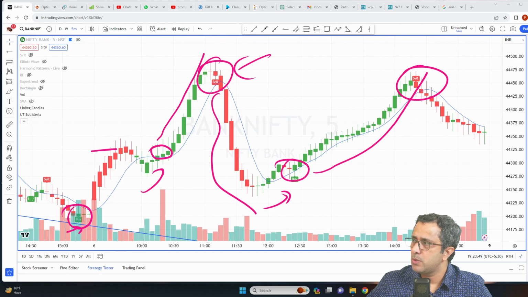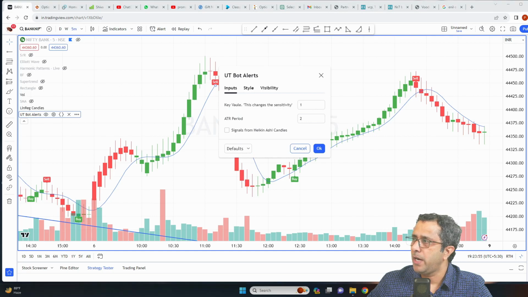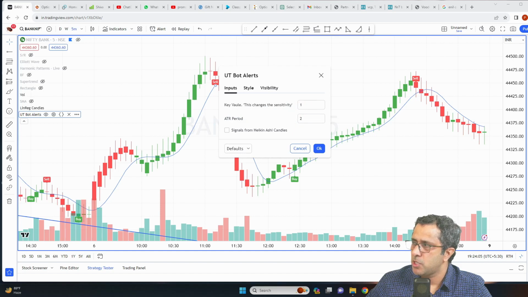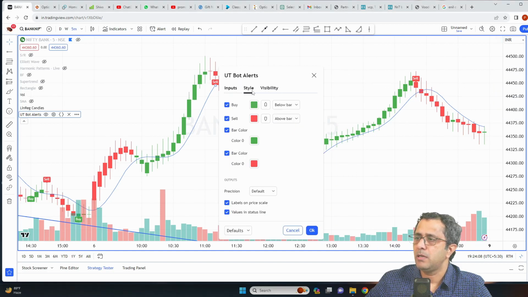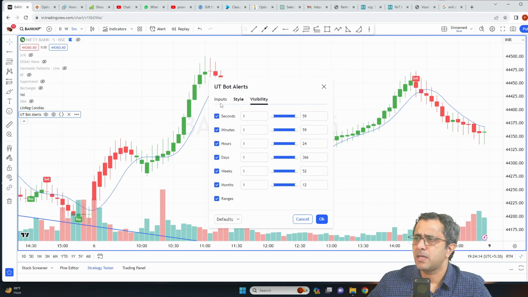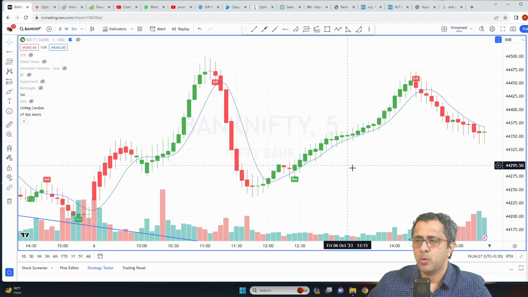Now, what will be the setting for this one? The setting which I have here is 1 and 2. The first key value, which is the sensitivity, I kept as 1. ATR period, I kept as 2. Do I have any other changes? Let me just check. Style, no, I haven't changed anything. Visibility, no. So I have just changed these two values. By default, if I reset the setting, it will be 1 and 10. So I just changed 10 to 2, and that way it works pretty well.